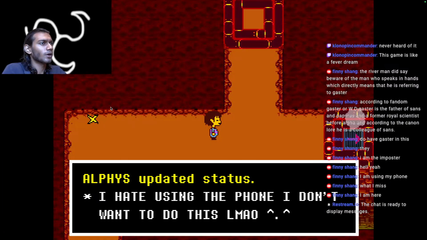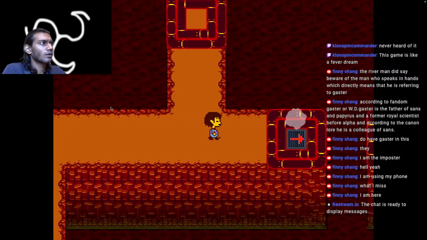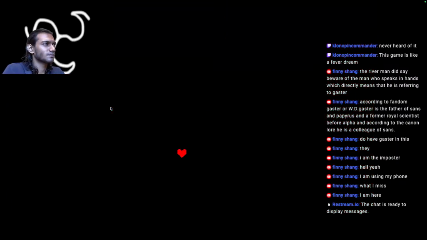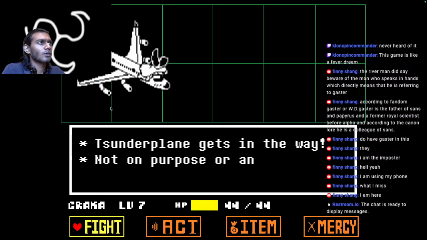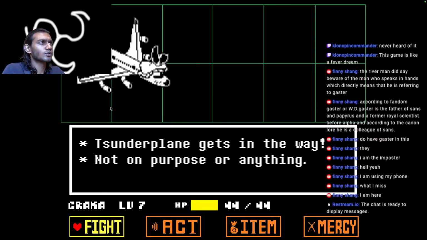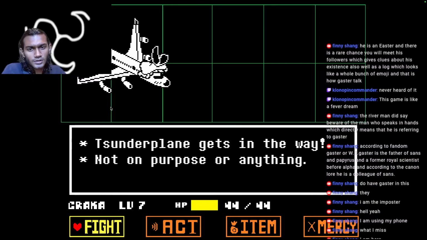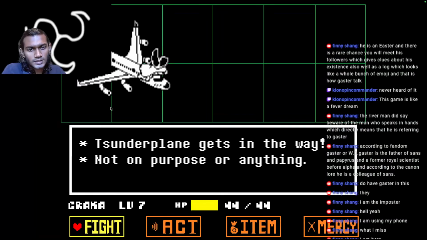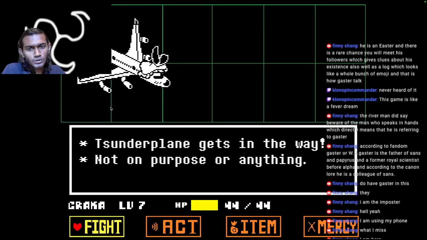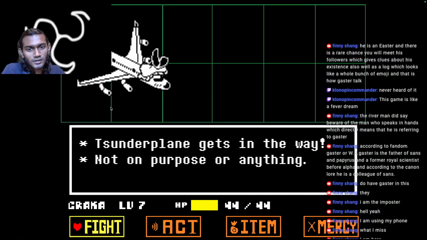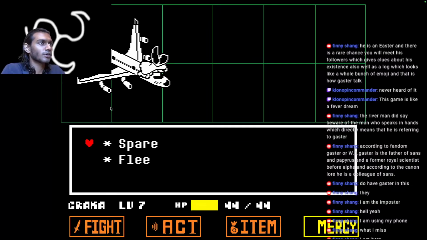I hate using the phone. I don't want to do this. Whoa. Sans plane gets in the way, not on purpose. He is an Easter egg, and there's a rare chance you will meet his followers, which gives clues about his existence, as well as a log which looks like a whole bunch of emoji, and that is how Gaster talks. Interesting, it's the first time I'm hearing about Gaster.